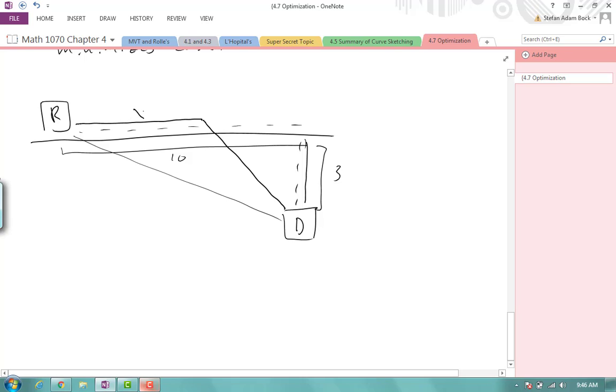So let's say X here is the amount of pipe on land, and then H is the amount of pipe underwater. Now, I can label domains for each of these. X could be 0, and it can go all the way up to 10. H can never be 0, because I have to cross the water some way eventually. So H is at least 3, and it has a maximum value of this hypotenuse here.